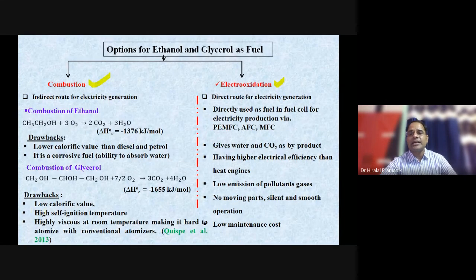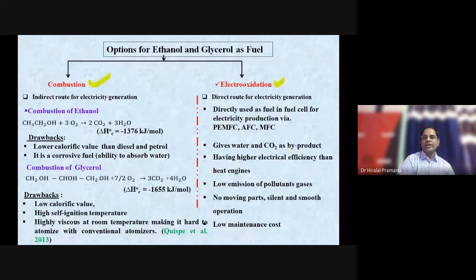Next is electro-oxidation. Electro-oxidation gives water as a byproduct and CO2 as a byproduct, as carbon is there in the glycerol and ethanol fuel. Okay, direct route for electricity generation, it's good. Low emission of pollutant gases, only CO2. But the same fuel, if you burn it, NOx production will be there along with CO2.